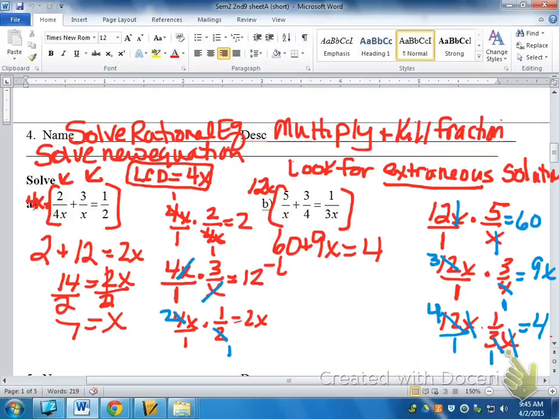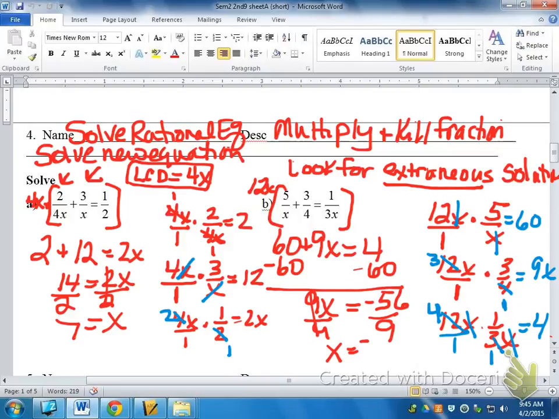I'm going to subtract 60. 9x equals negative 56. Divide by 9, and x equals negative 56/9. Just leave that improper.